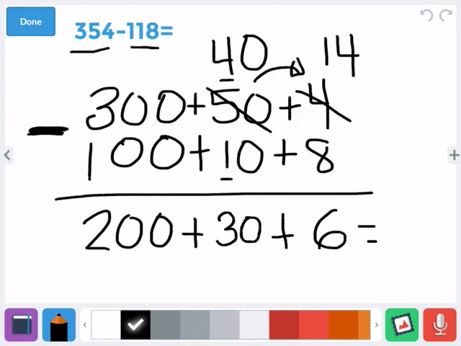I can now put my expanded form together to see the answer. 200 plus 30 plus 6 equals 236. That is the answer to my equation, and we demonstrated that using our expanded form model.